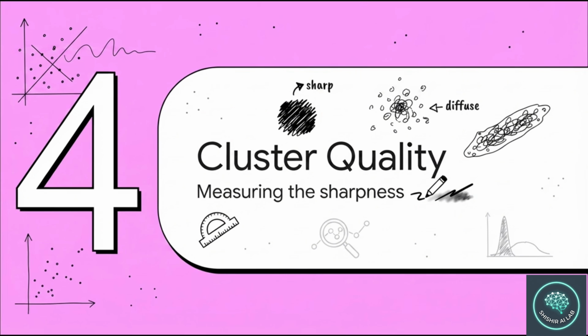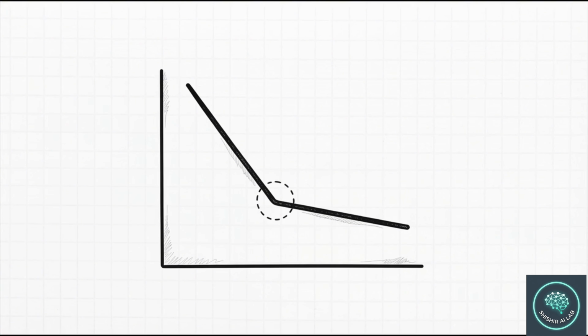Part 4. Evaluating cluster quality. Measuring the sharpness of our shapes. Since k-means forces us to choose the number of clusters, our k, right up front, you're probably wondering, how do we actually know we picked the right number? Well, we want our clusters to be tight and dense. We measure this using the within cluster sum of squares, or WCSS, which basically calculates how close every point is to its centroid.